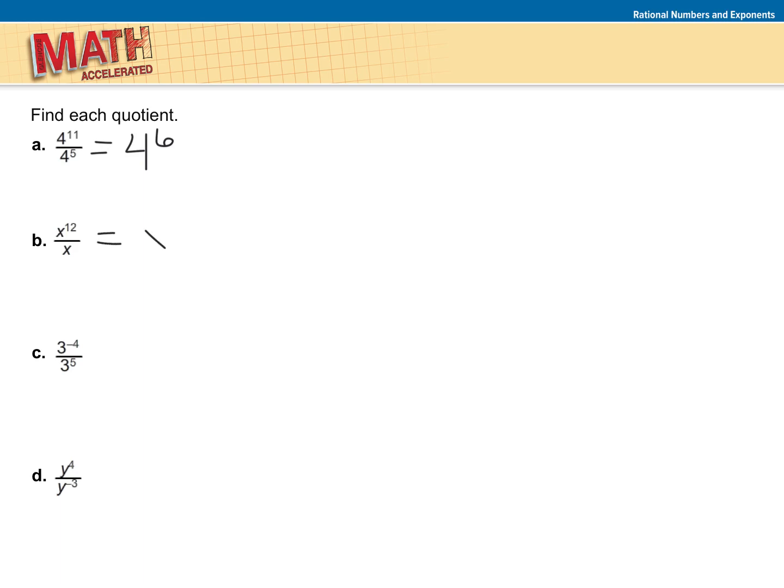All right, on B, what is my base? X. Now, what is my exponent on the bottom? 1. It's not nothing, it's 1. So now we need to subtract 12 minus 1. 11.